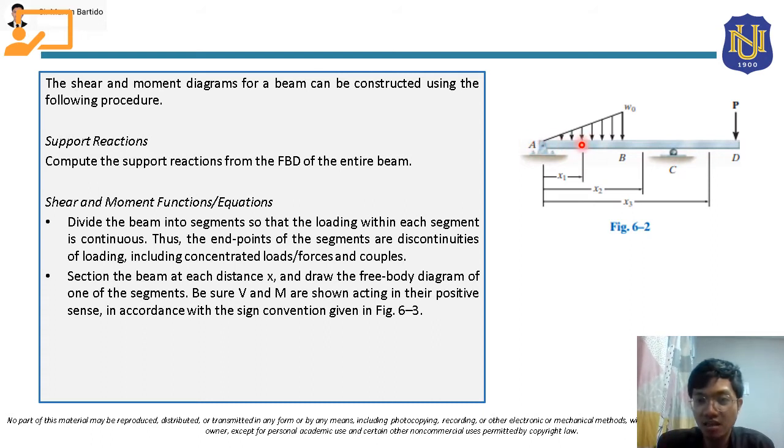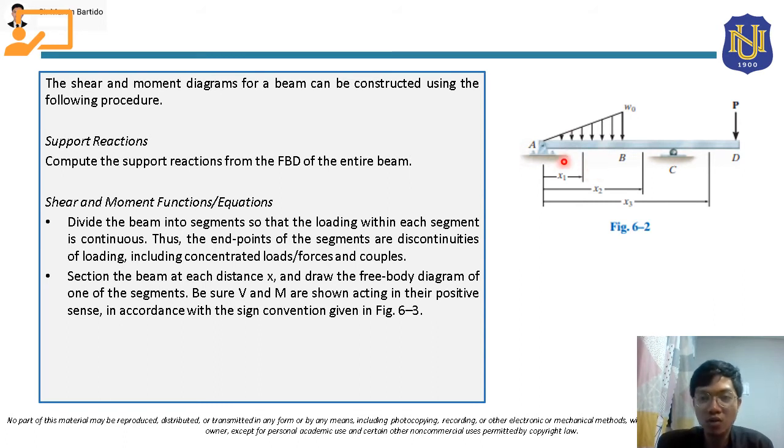Okay, and from here, class, at this section where we cut this beam, there will be internal shear force and internal moment, right? So be sure, class, that the shear and moment are shown acting in their positive sense in accordance with the sign convention given in figure 6.3. Again, for shear, it should cause the beam segment to rotate clockwise, so that's our positive assumption. And for moment, it should cause that beam segment to be bent concave upward, right?